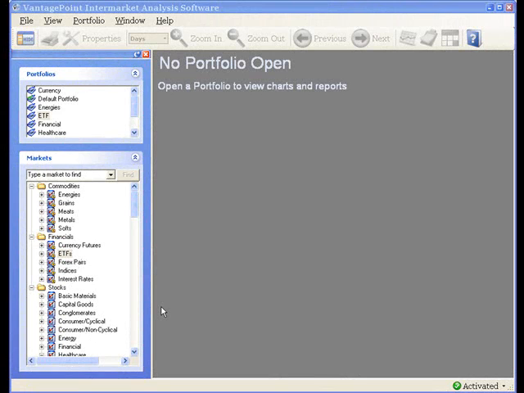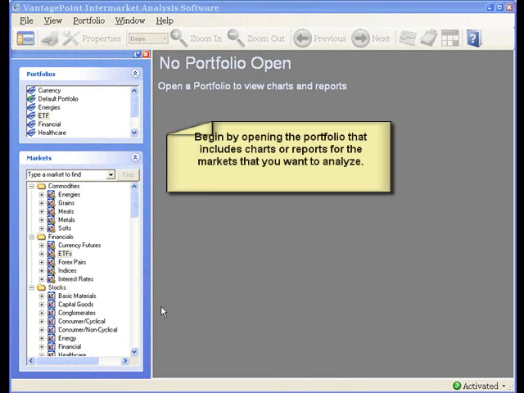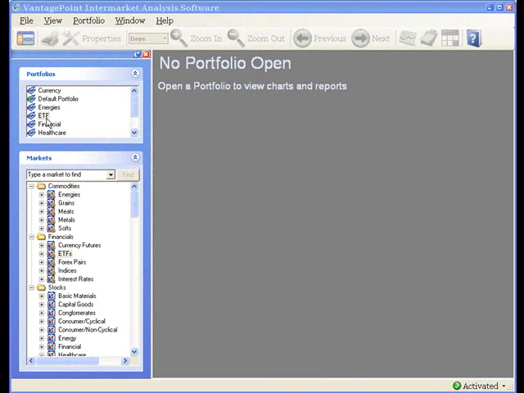Before you can use Scan for Opportunities, you must first open the charts or reports for the markets of interest. For this tutorial, I am going to open my ETF portfolio, and this consists of a chart for every market in the ETFs category, literally dozens of markets. I begin by opening the portfolio.